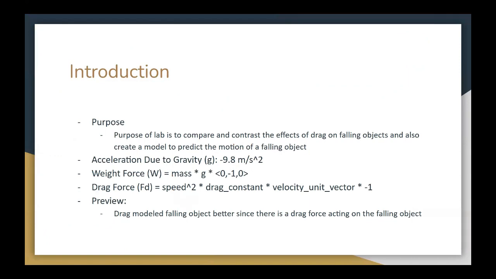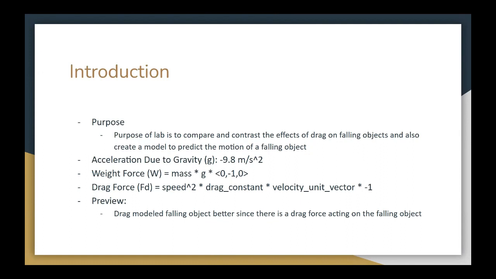The purpose of this lab is to compare and contrast the effects of drag on falling objects and also create a model to predict the motion of a falling object. So we've got a couple of ground rules here. Acceleration due to gravity is equal to negative 9.8 meters per second squared. Your weight force is going to be equal to the mass times your acceleration due to gravity times the unit vector 0, negative 1, 0.